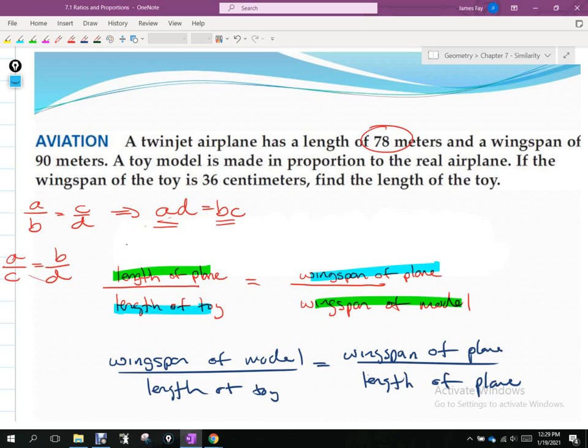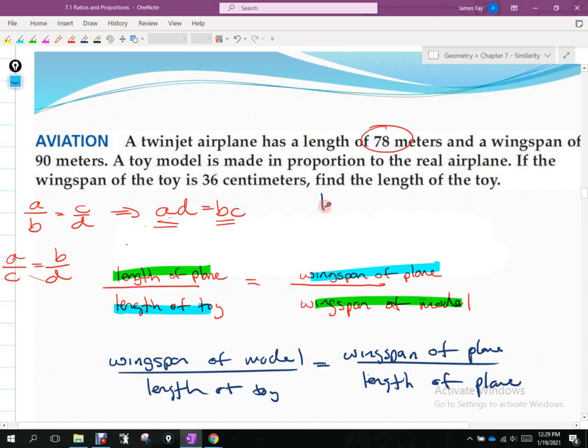Now, if I look at just one ratio, model and toy are the same thing, right? Here, they both come from the toy or the model. Here, they both come from the actual plane, right? So if you set up your proportion this way, you'd be perfectly fine, okay? And like I said, that was what I interchanged, those two, okay?